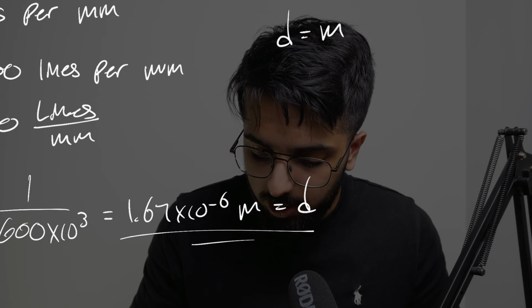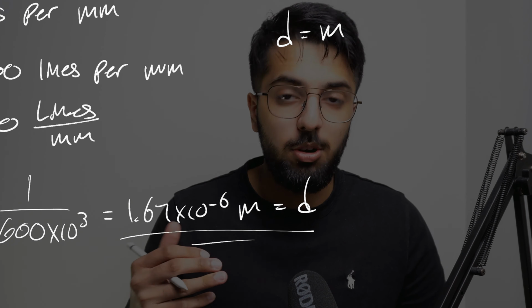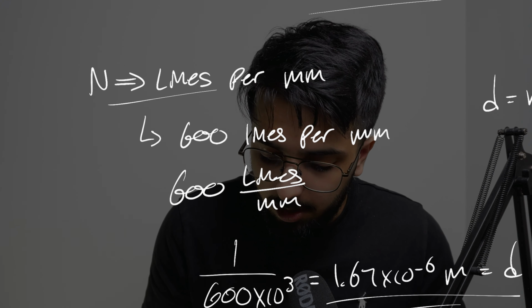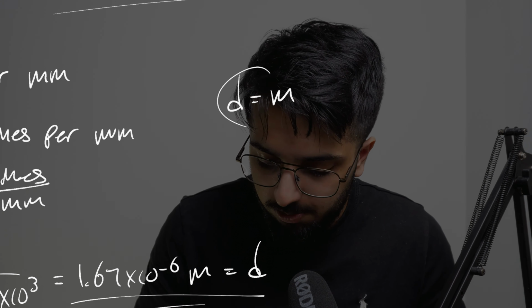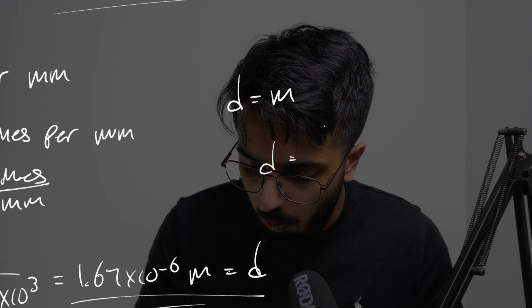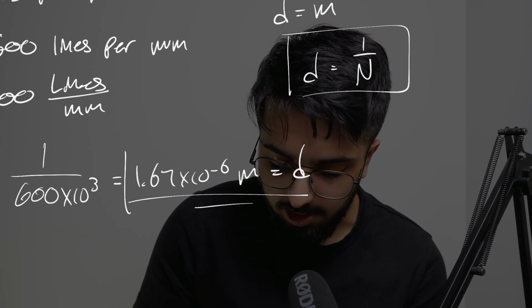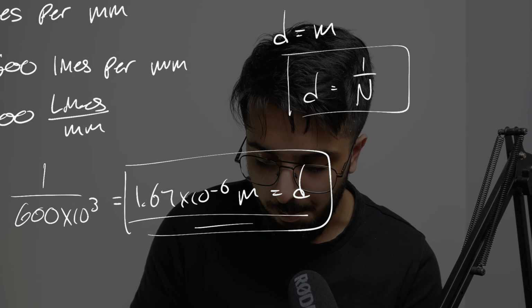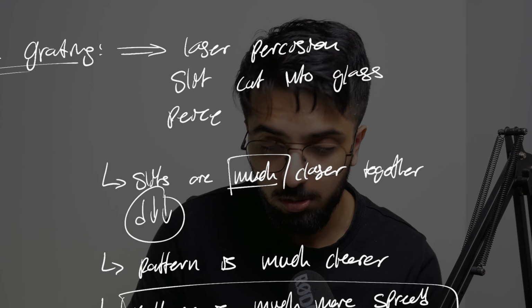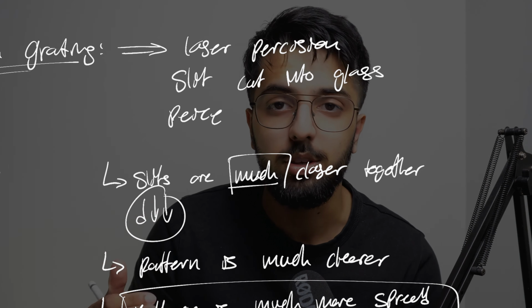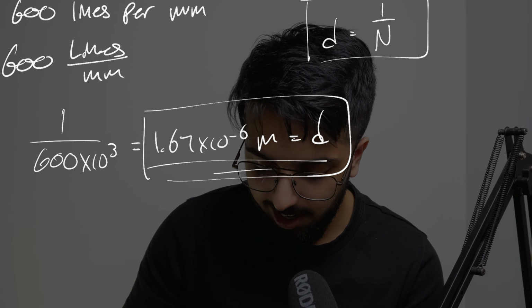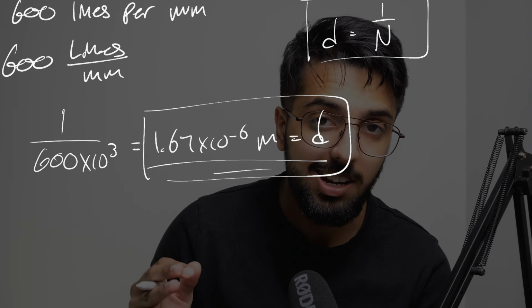So from this, to convert from lines per millimeter to our d value, we can say that d is equal to 1 over n. And like I said previously, our d value is much, much smaller than the d value for the double slit. Times 10 to the negative 6, that is absolutely tiny.